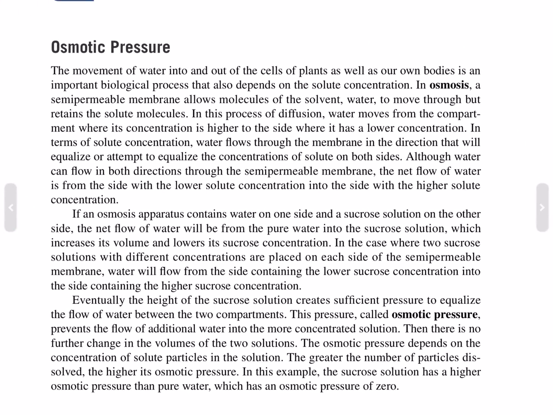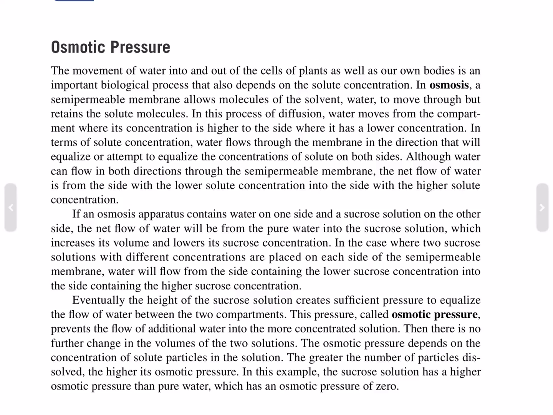Osmotic pressure. The movement of water into and out of the cells of plants as well as our own bodies is an important biological process that also depends on solute concentration. In osmosis, a semipermeable membrane allows molecules of the solvent, water, to move through but retains the solute molecules.